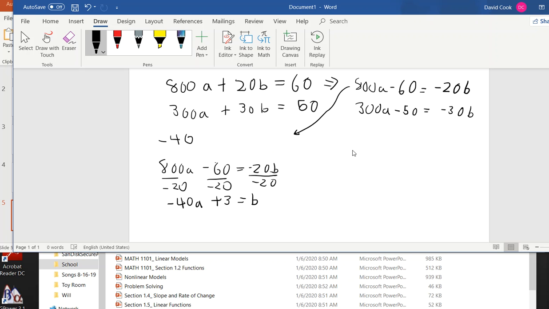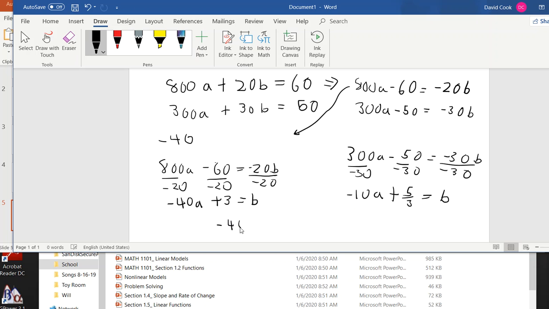And then let's do this one over here. So I have 300A minus 50 equals negative 30B. And I'm going to divide everything you see here by negative 30. So that's going to give me negative 10A plus 5/3 equals B. And now set these 2 equal to each other. So that gives me negative 40A plus 3 equals negative 10A plus 5/3.